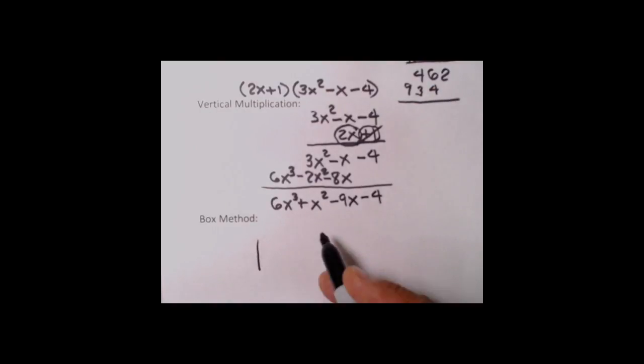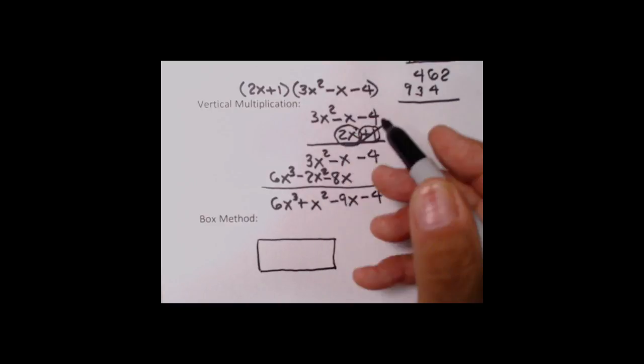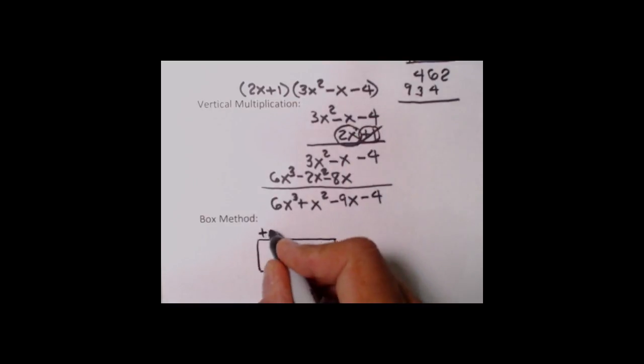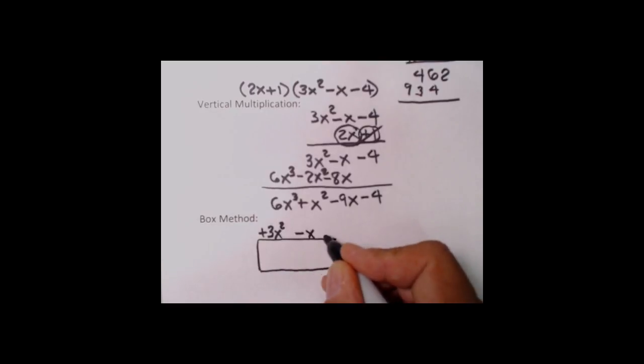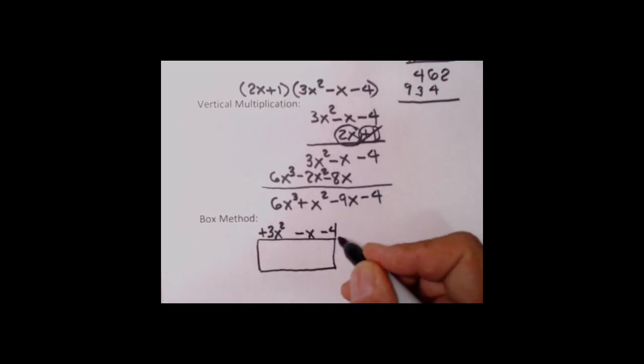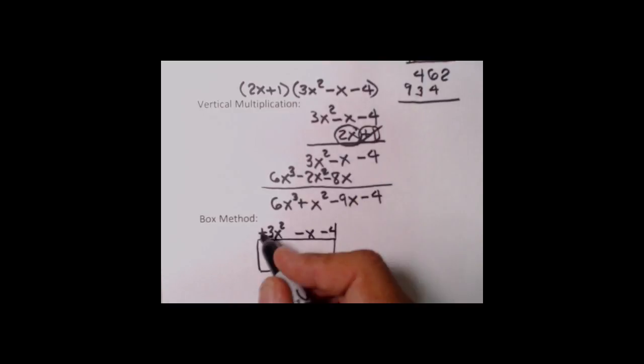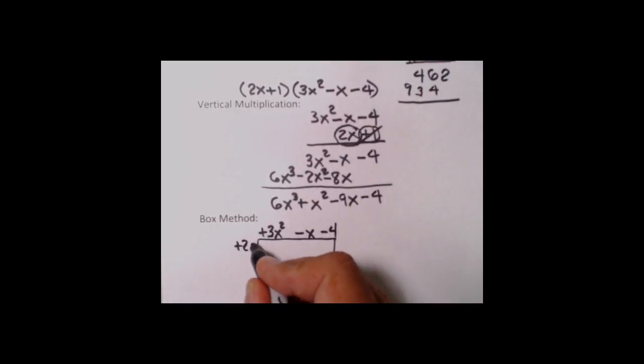Here it comes. I'm going to put the longest guy on top, so I'll make the box a little bit longer like this. Here it is. Okay, and so I've got on top plus 3x squared minus x minus 4. On the side, I've got plus 2x plus 1.